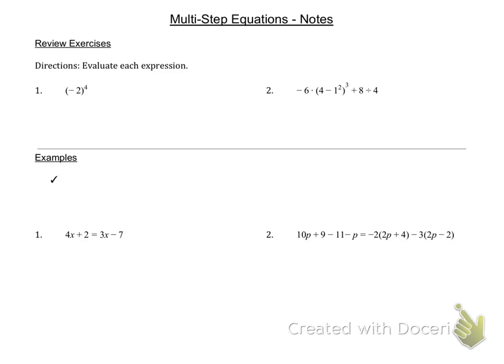The directions say evaluate each expression. So we're doing -2 to the 4th power. So remember that means a -2 times a -2 times a -2 times a -2. So -2 times -2 is 4. And a -2 times a -2 again is 4. And then we can multiply those two together. 4 times 4, which is equal to 16. So your answer for this is 16.